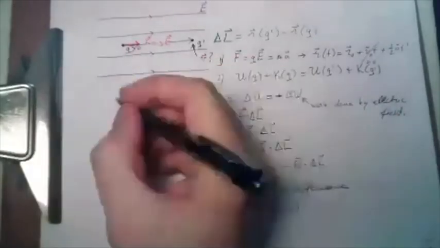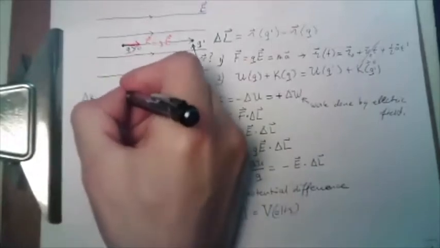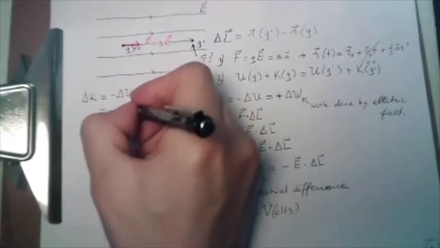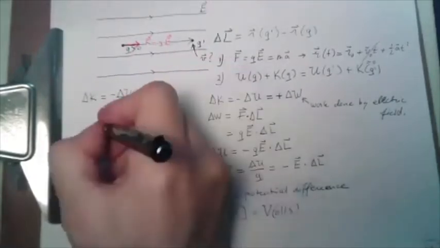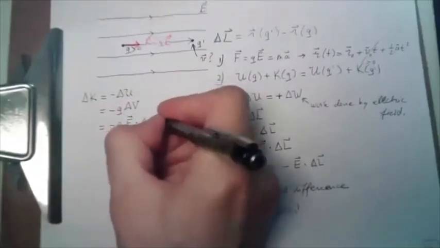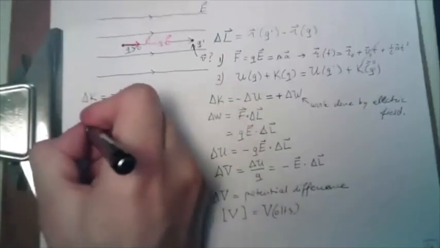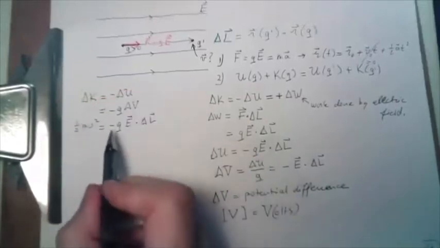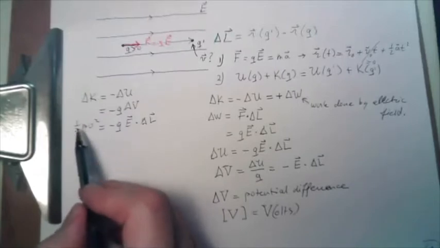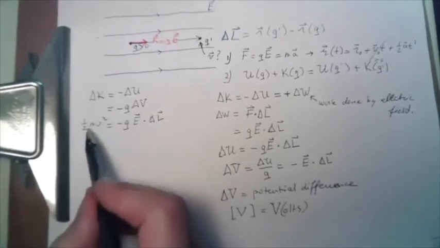So the work is going to look like this. Delta K is minus delta U, is minus Q delta V, minus Q E delta L. And now the left-hand side is 1/2 mv squared. And that's the energy difference, right, initially at rest. So the kinetic energy change is due to the speed at the very end. So solve for V.